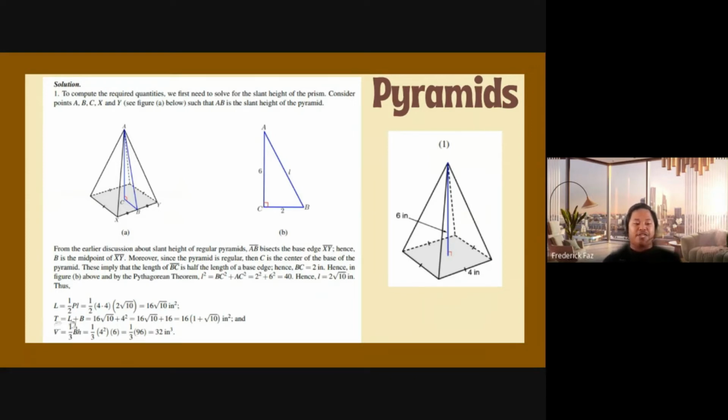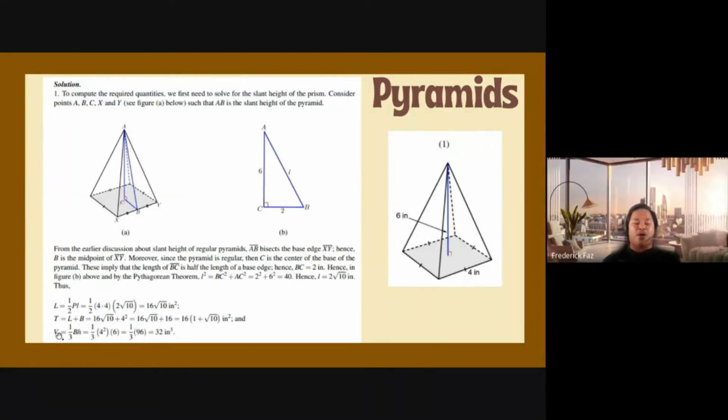For the total surface area, we have the lateral area plus the area of the base. So our lateral area is 16 square root of 10 plus the area of the base since it is a square, so plus s squared. So it became 4 squared since one side of the square is 4 inches. Then we have now 16 times the quantity 1 plus square root of 10. It became 1 since we factored out 16 square root of 10 plus 16. So 16 times 1 is 16 and 16 times the square root of 10. So we have here the given value of the total surface area.